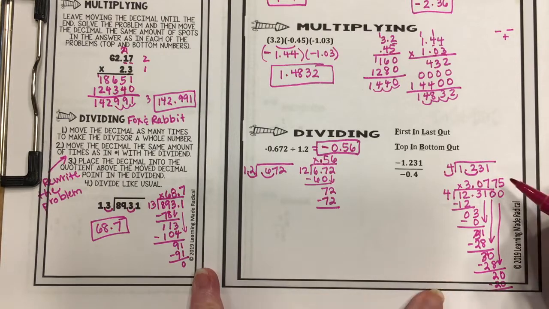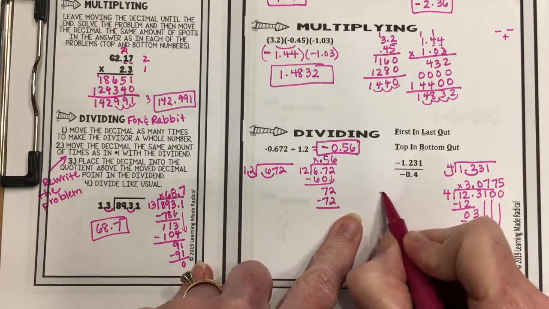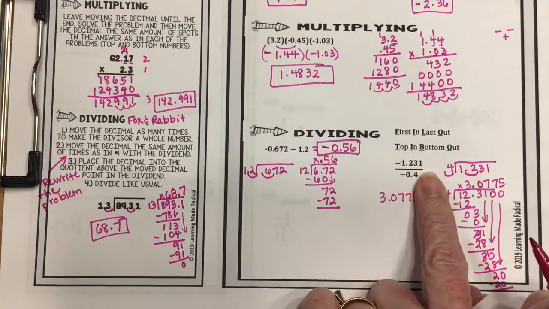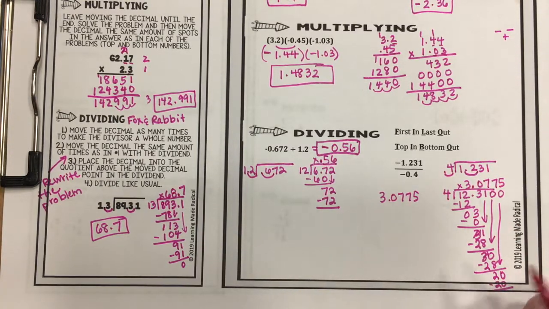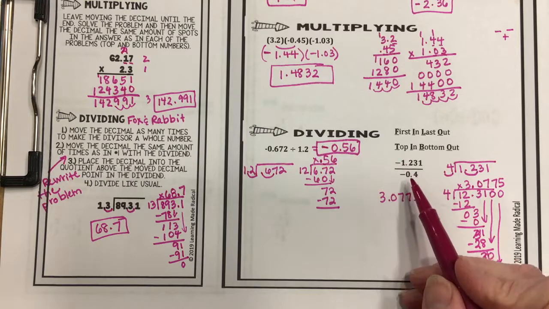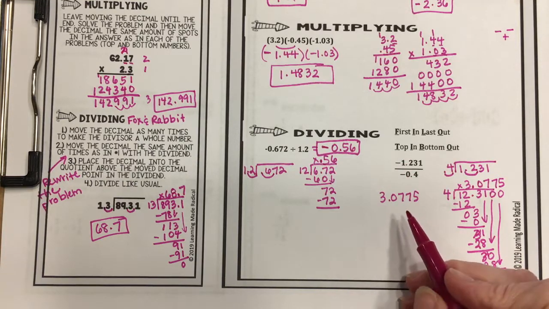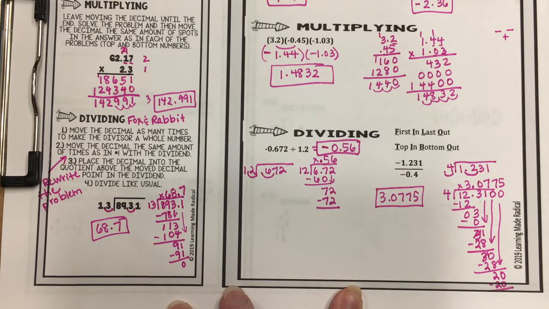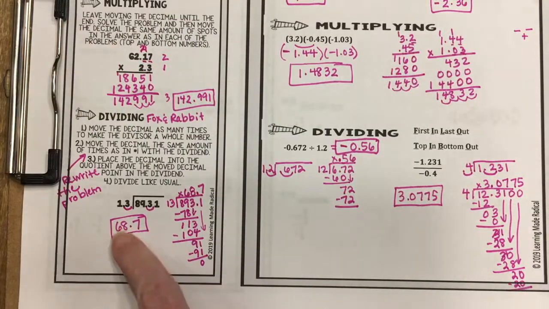All right, so last thing I want to do is check my sign on this. I have 3.0775, or 3.077 if you stopped when you got to the 3rd decimal place. And then a negative divided by a negative is positive. So this is a positive 3.0775.